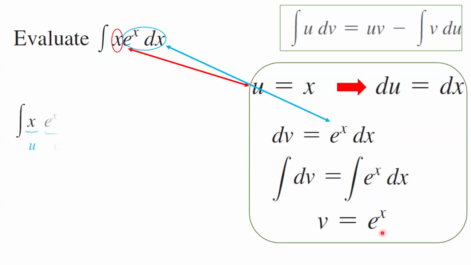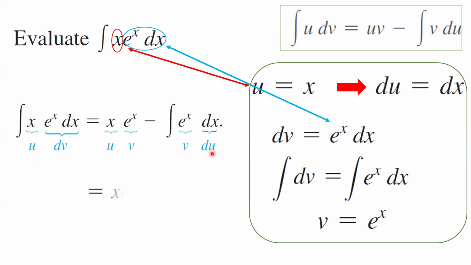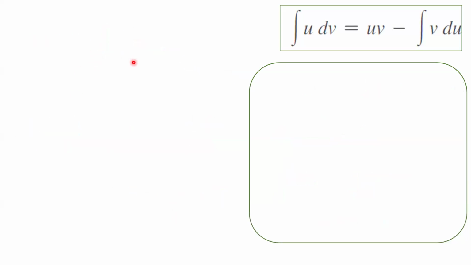So your integral x e to the x dx, which is u dv, can be written as uv minus the integral of v du, which we already know how to deal with. This in turn is equal to x e to the x minus e to the x plus constant of integration. The integral of e to the x dx is e to the x. So we're basically done with calculating the integral of x e to the x.